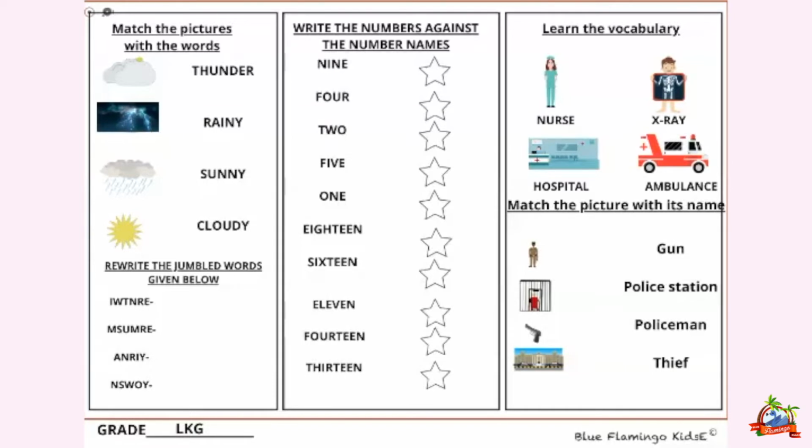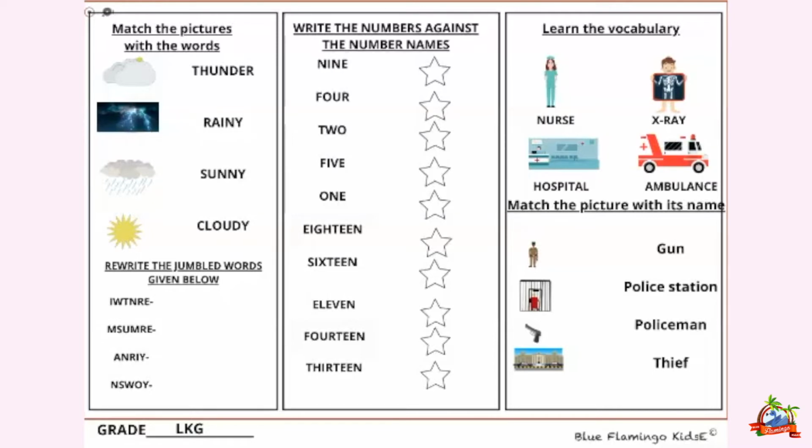See the next picture. It is of lightning. Lightning means बिजली गिर रही है, बिजली चमक रही है, उसको कहते हैं thundering. That is called thundering. T H U N D E R, thunder. We will match it with thunder. In this way we have to match these pictures with their relative words.